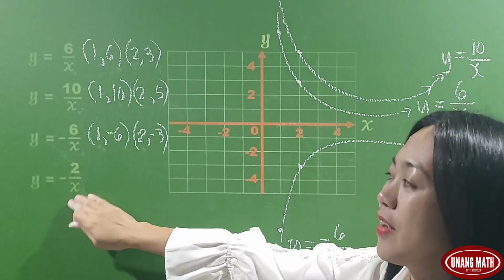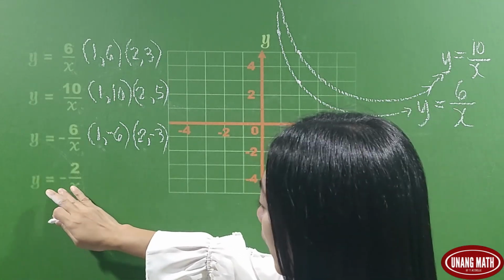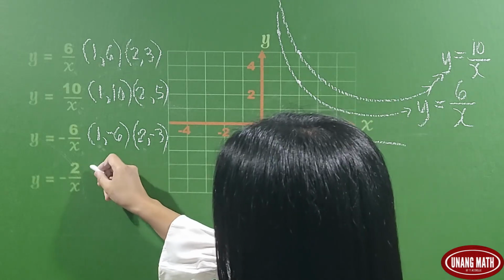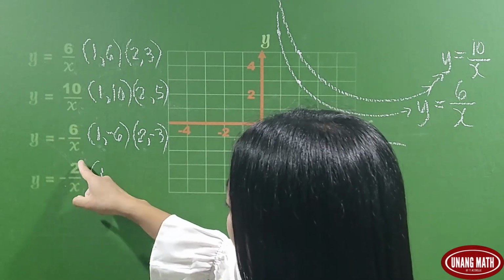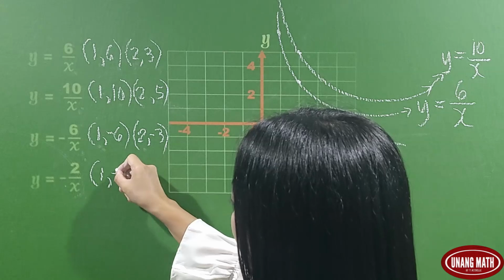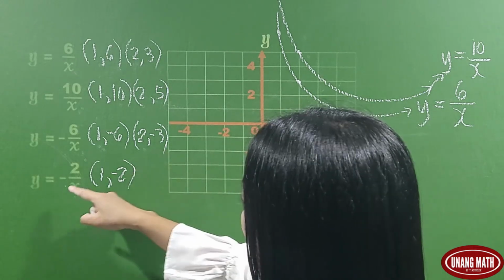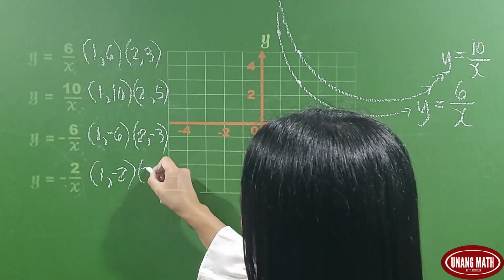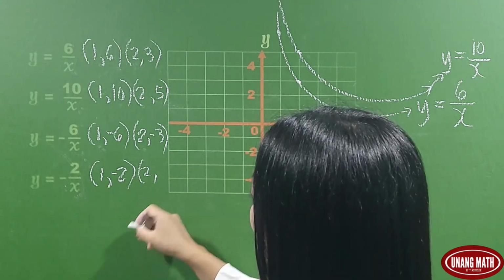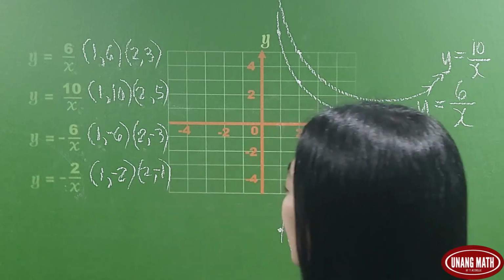And for this equation, y is equal to negative 2 over x. Let's say x is 1. So negative 2 divided by 1, that means the y-coordinate is negative 2. What about if x is 2? Then negative 2 divided by 2, then the y-coordinate is negative 1.